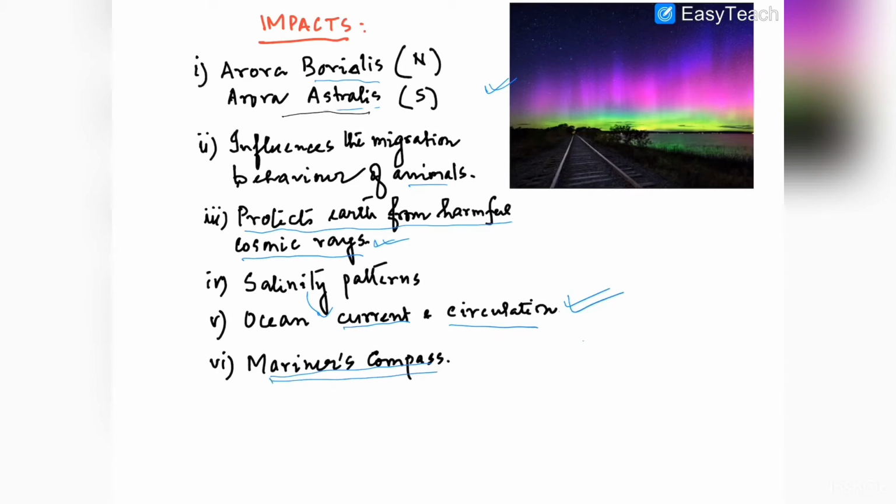And last but not the least is the mariner's compass, which is also called the gyro compass. The gyro compass helps to find the direction for the mariners. When they are out in the ocean, they will find the northern pole or the southern pole with the help of a compass. So these are the implications or the impacts of geomagnetism.